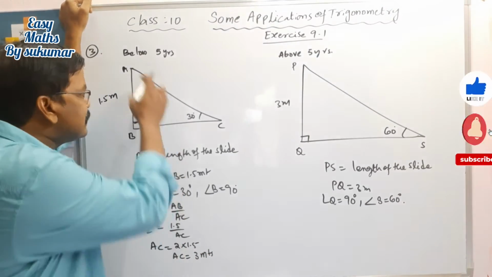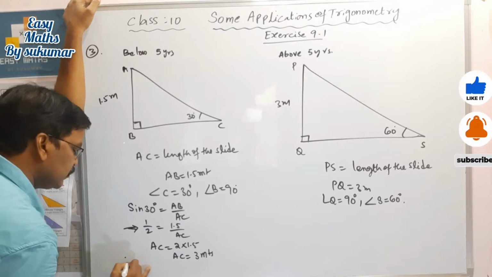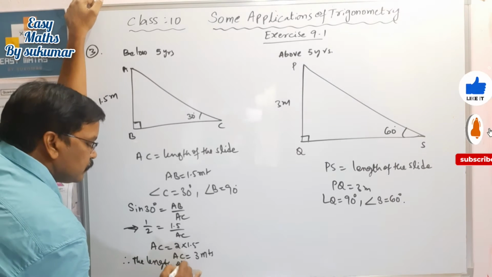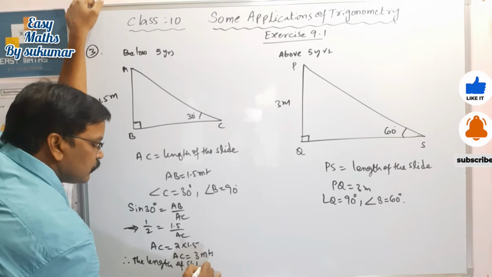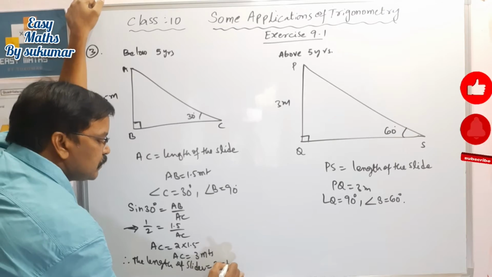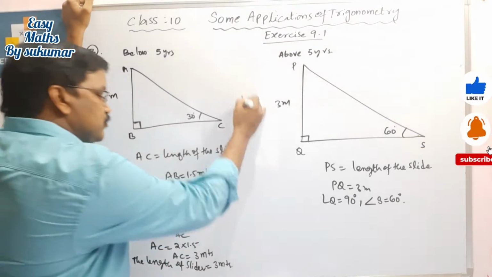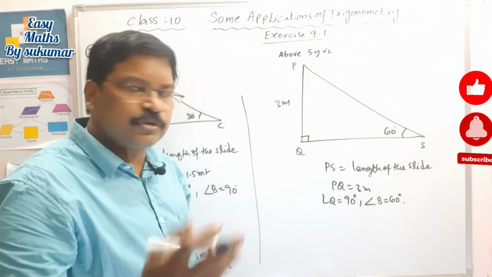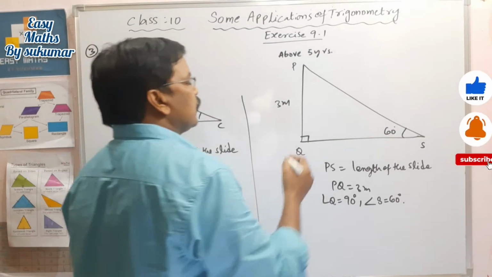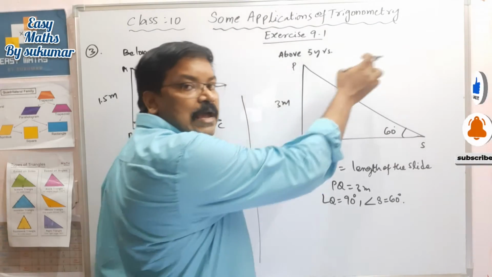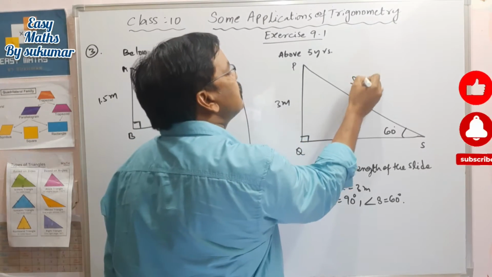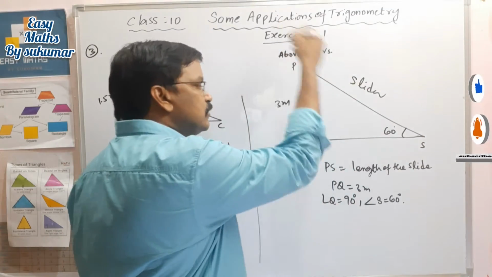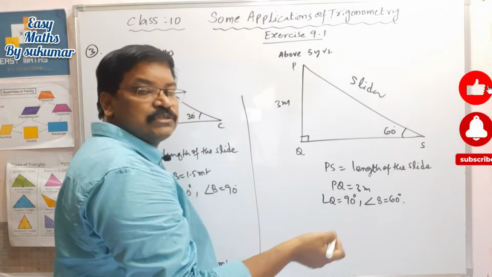So what is the length of the first slide? Therefore, the length of the first slide is 3 meters. Very simple, my dear students. Now coming to this question, you can do it yourself, right? Here also, opposite side and hypotenuse. This is the slide, so we should find the length of PS.